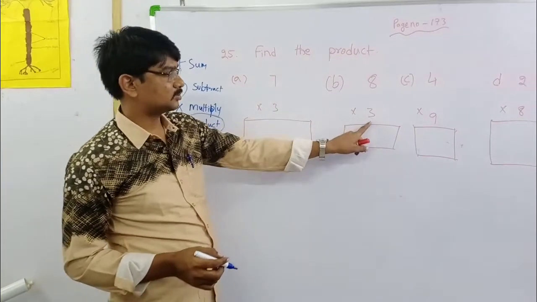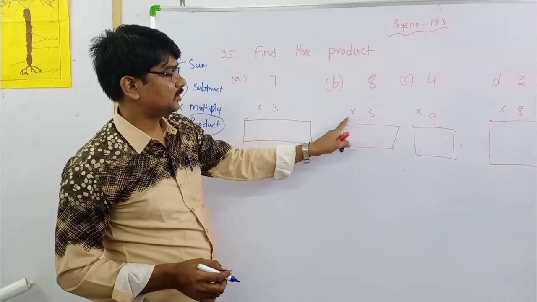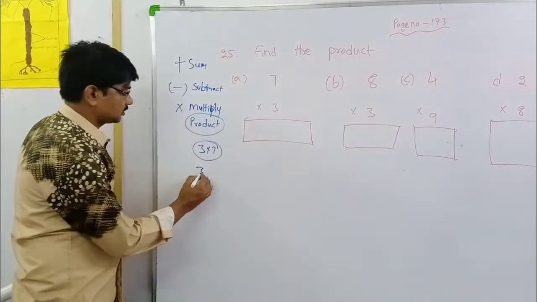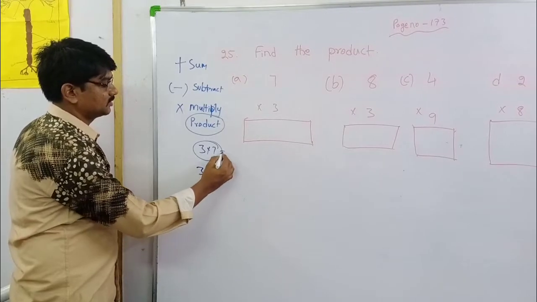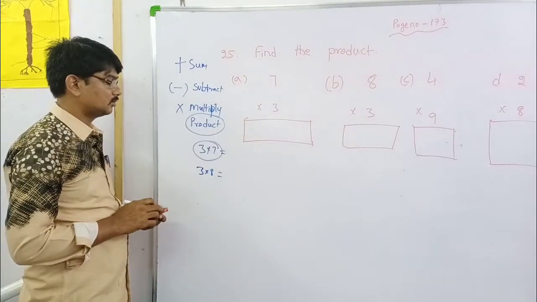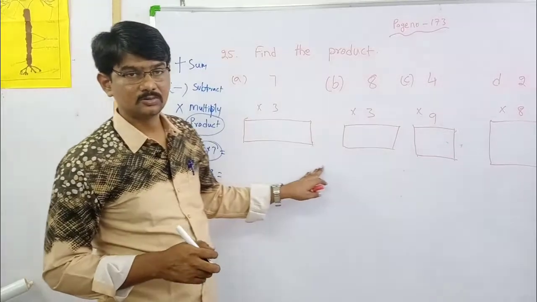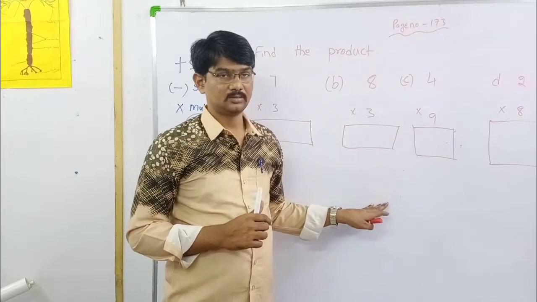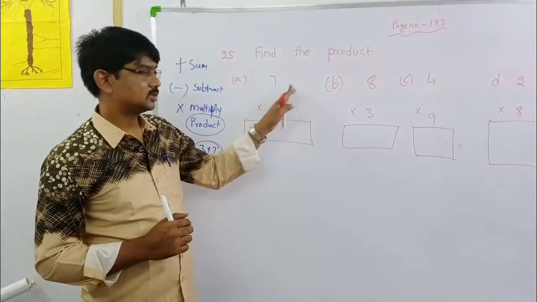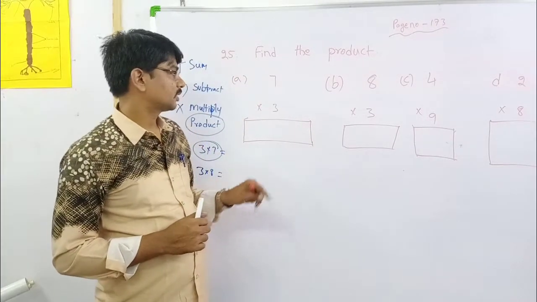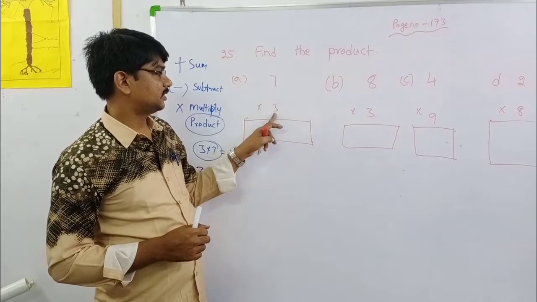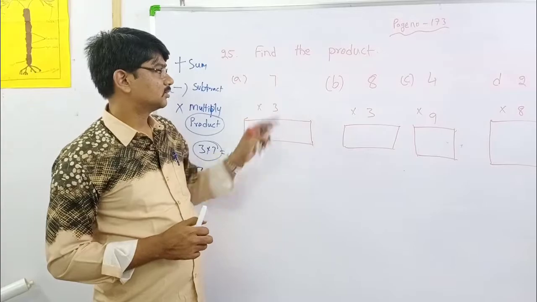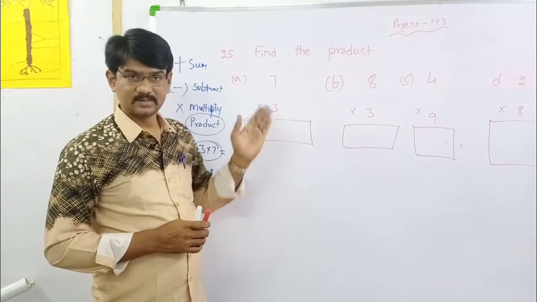Just look at the next problem. 3 into 8. What is the meaning? 3 into 8. 3 8 ja. 3 7 ja. So it is related to tables. So learn the 1 to 10 tables, so that you can do these problems very easily. What is here? 3 into 7. First 3 7 ja.